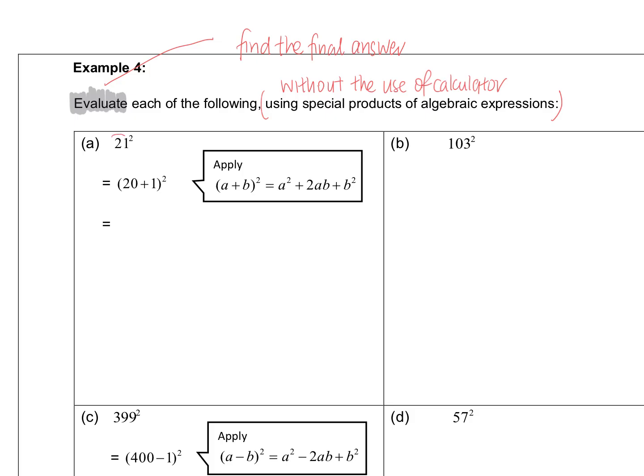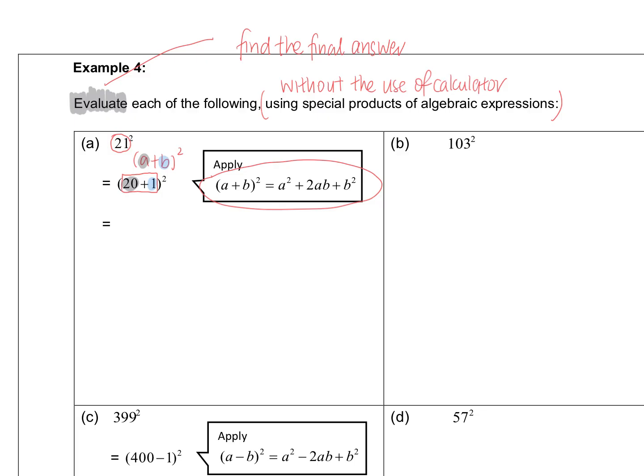So instead of finding 21 square, you split it into 20 plus 1. Because this will give me (a plus b) square, my a being 20, and then my b is 1. So I apply the formula. Oh, you mean how do I split the 21? We will split it as tens and the ones.